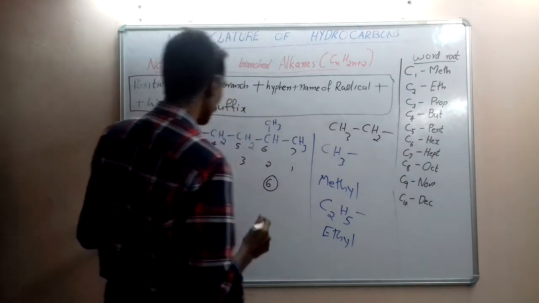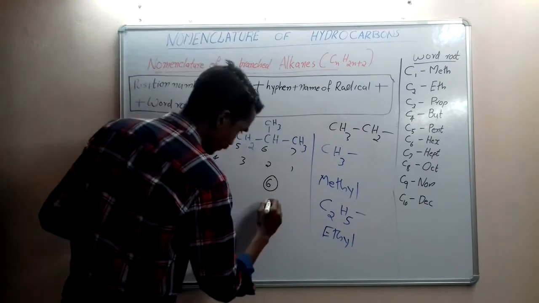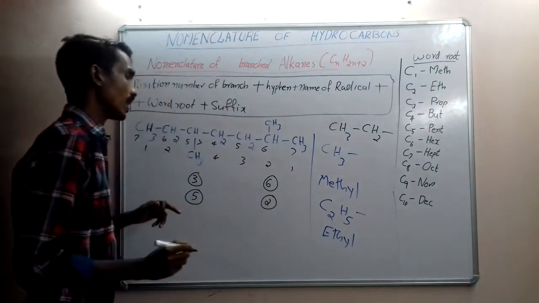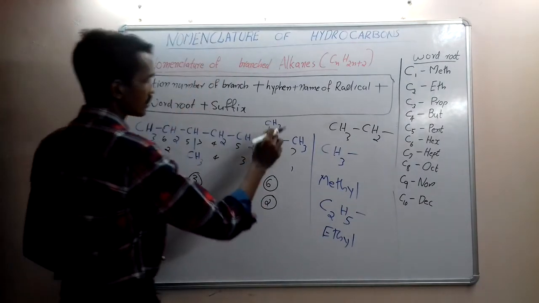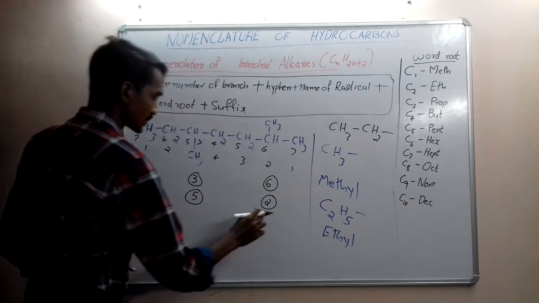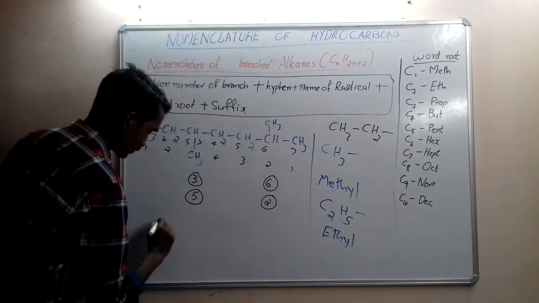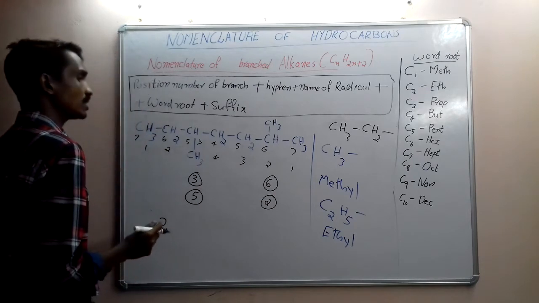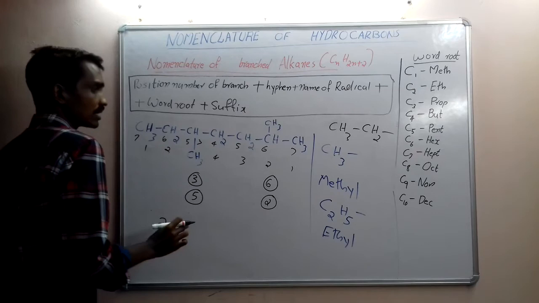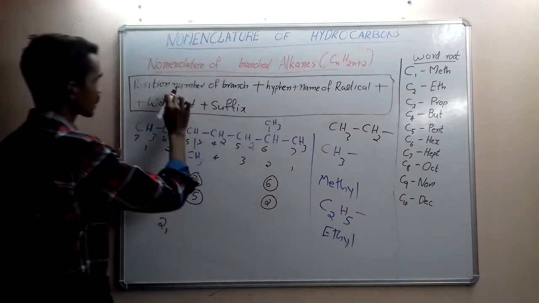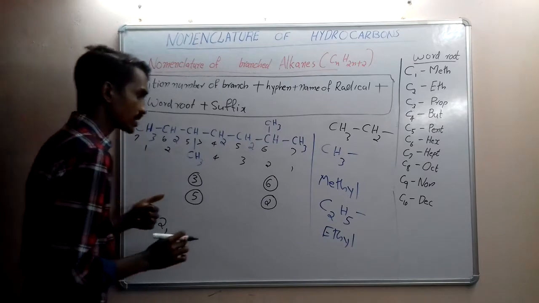Okay. From right to left, 1 and 2. Among these, which is the shortest one? 2. So, the shortest one is 2. In this case, a comma is written here, and 2 is written as the position number of these alkyl radicals, and a comma is written there.